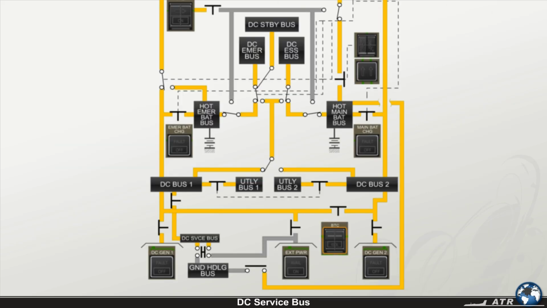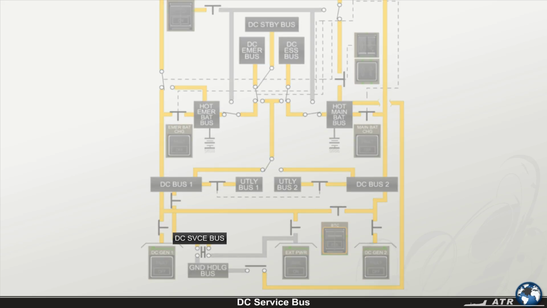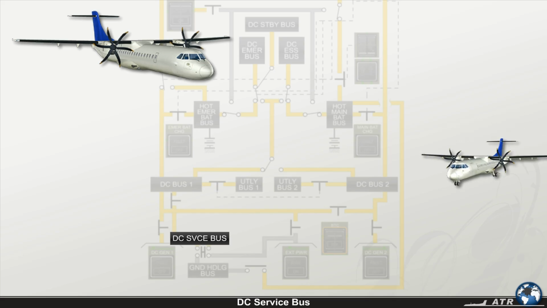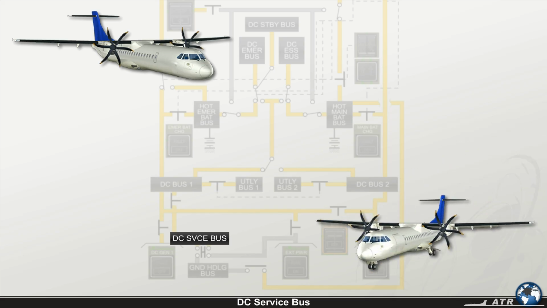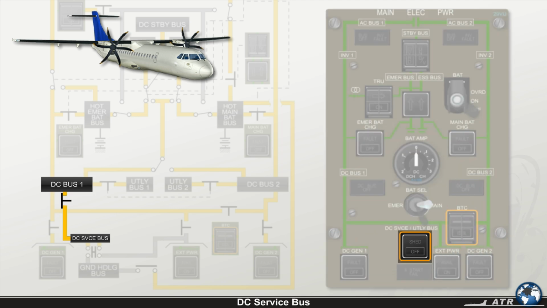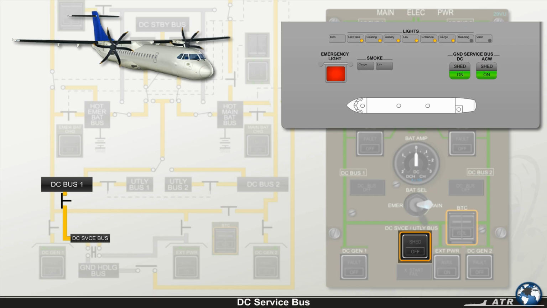Two power sources are dedicated to providing the DC service bus consumers with the power needed in flight or on ground during aircraft servicing operations. In flight, power is provided by DC bus 1 when the DC service utility bus push button, located on the main electrical power panel, is standard depressed, and the DC ground service bus push button on the cabin attendant panel is also standard depressed.